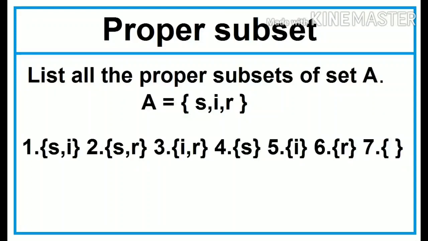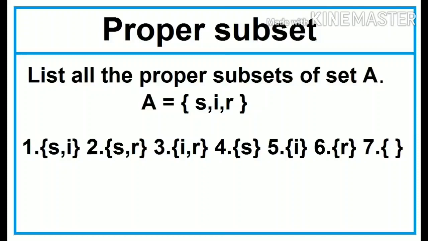In set A is equal to {S, I, R}. Here the first, second and third have 2 elements, the fourth, fifth and sixth have single elements and the seventh one is the empty set. All are proper subsets of set A.